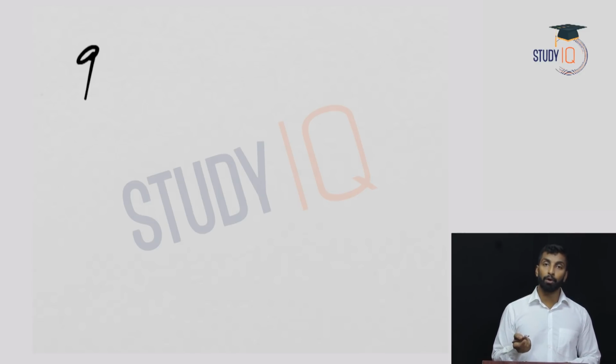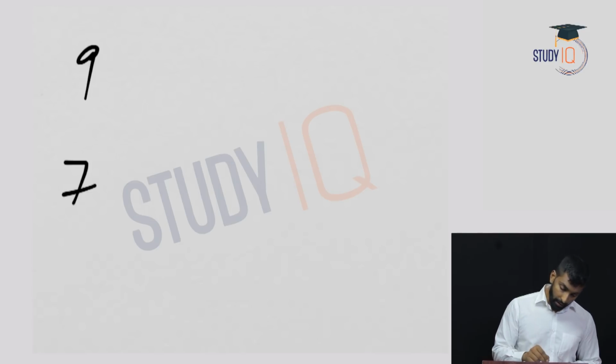Now how will you solve this question? What they're saying is, if you divide into groups of 9, nothing is left out, right? So what is the first number? 9. And if you divide into groups of 11, 7 is left out, right? So what is the first number? 7. So how will you write this?